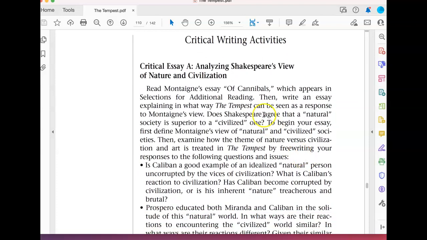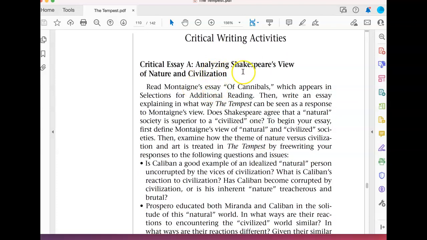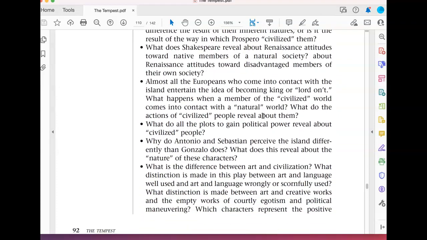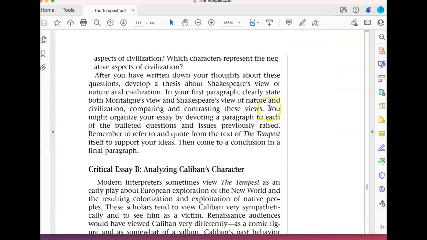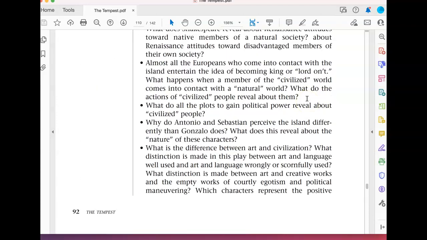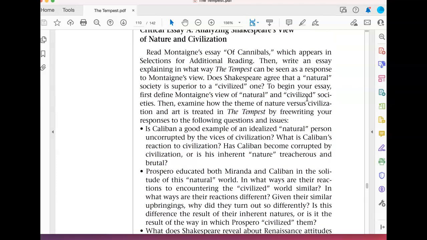Nonetheless, the way they frame this, analyzing Shakespeare's view of nature and civilization, is almost as if you were going to use Montaigne's essay and look at these seven bullet points and then use each bullet point to anchor a paragraph. Now, that could be a 25-page essay, and we're looking at five or six pages. We're looking at three or four really good ideas, supported by the text, developed with critical thinking, and bracketed by an introduction that sets up the discussion and a conclusion that wraps it up.